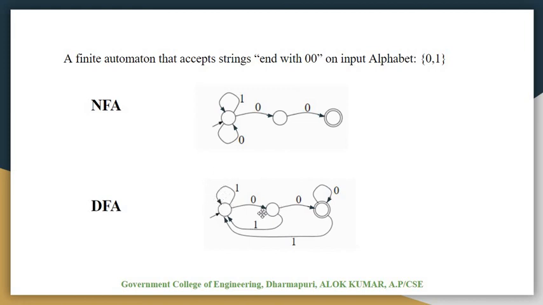Here all strings will end with double zero, and a string can start with either 0 or 1. Suppose a string is 0, 1, 0, 0; it is going to be accepted. Suppose a string is 0, 0, 1, 0, 0; that is also accepted. Suppose a string is 0, 0, 0; that is also accepted. Suppose a string is 1, 0, 0, 0; that is also accepted. So all strings ending with double zero will be accepted by this DFA and NFA.